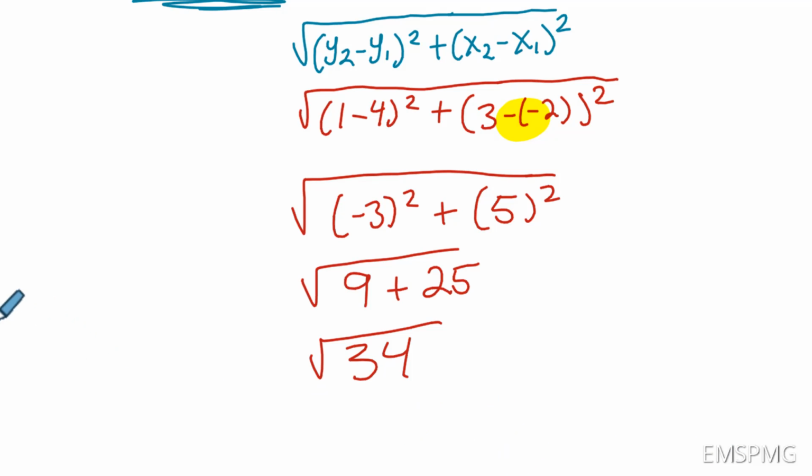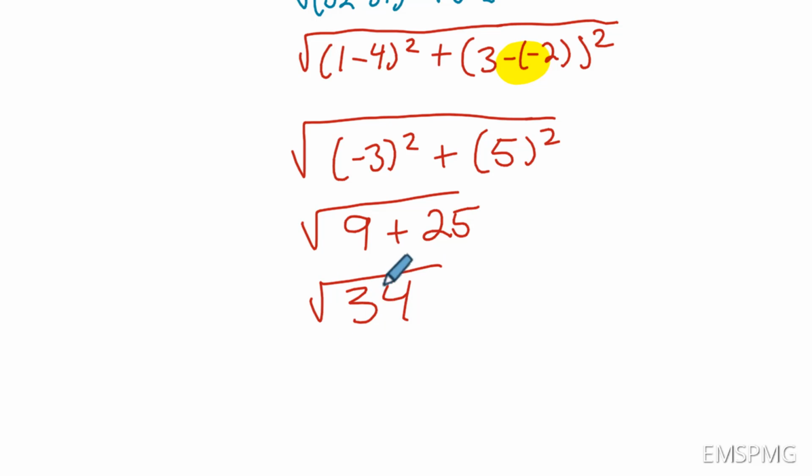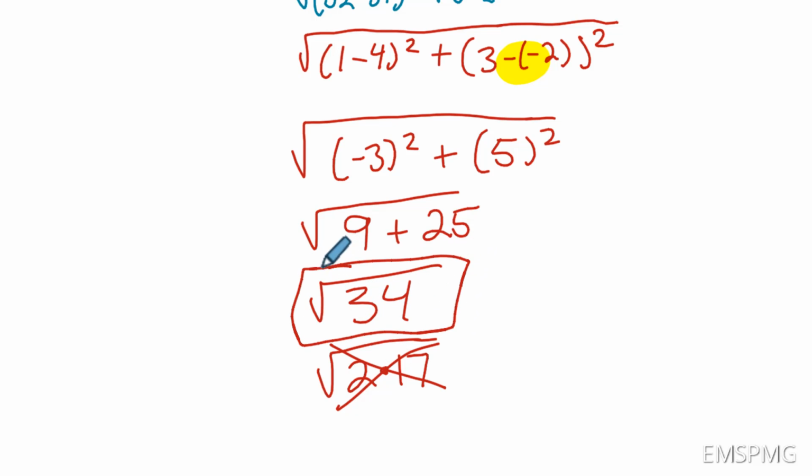And as a little bonus, let's see if we can reduce this square root to its simplest terms. So 34 is made up of 2 times 17, right? So 2 times 17, we can't reduce that any further. So the square root of 34 is actually the most reduced state that we can get it. So that means that the distance between coordinate A to coordinate B equals the square root of 34.